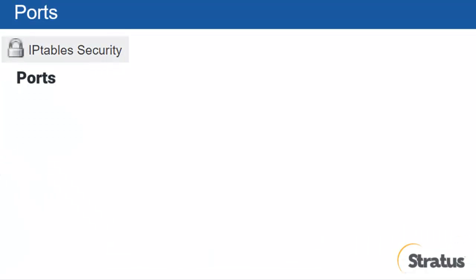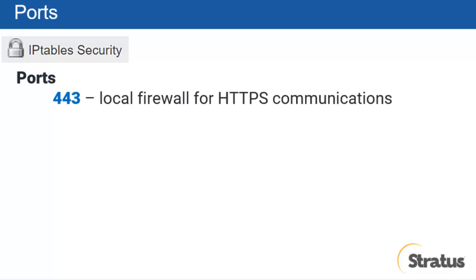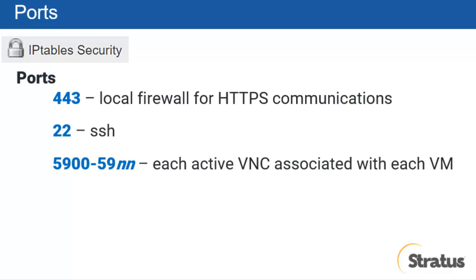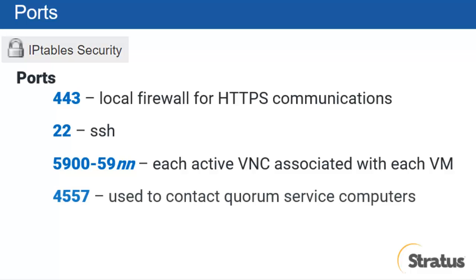When setting up IPtables, please be aware that the ZTC Edge system uses the following ports. Port 443 in the local firewall for HTTPS communications. Port 22 for SSH, and 5900 through 5999 for each active VNC associated with each VM. Firewalls must allow traffic through the appropriate ports. Firewalls must permit everRun protected VMs to contact quorum service computers using UDP port 4557.